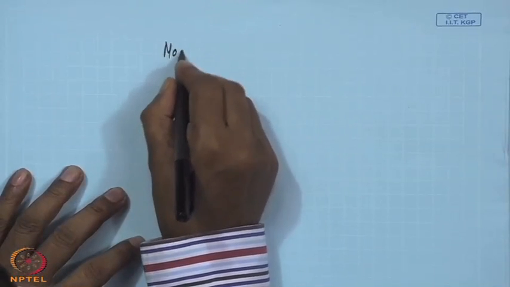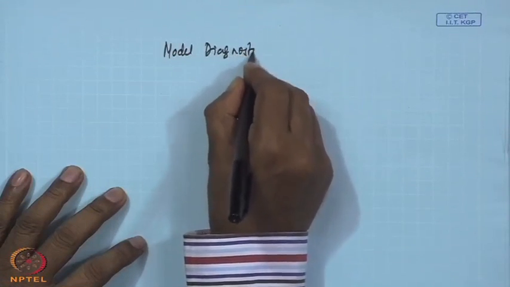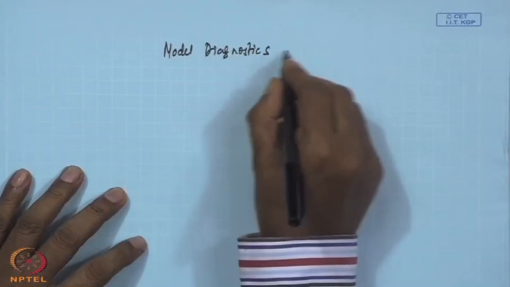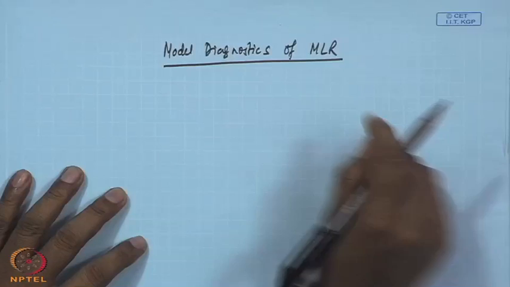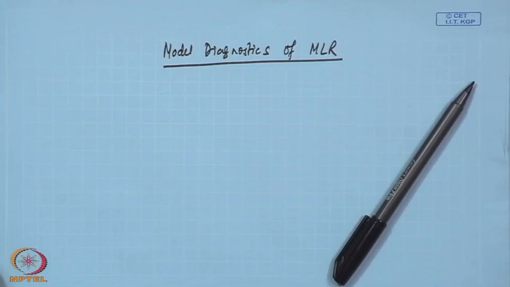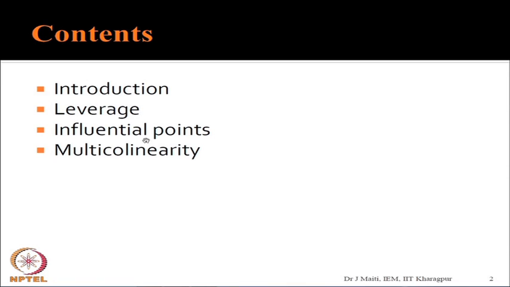Okay. So, we will start now model diagnostics of multiple linear regression. Under model diagnostics, what are the issues we will be covering? Leverage points, influential points and multicollinearity.